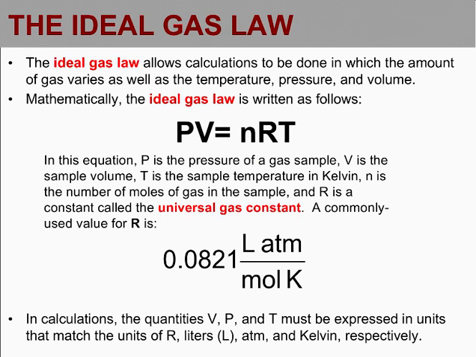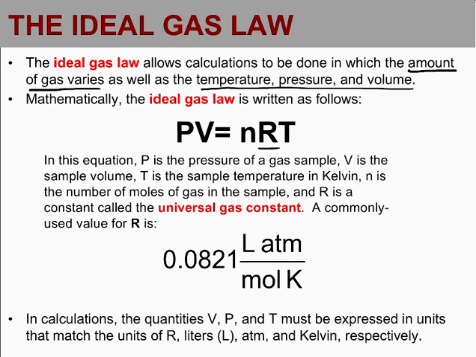Now, this is going to lead us into something called the ideal gas law. The ideal gas law allows calculations to be done in which the amount of gas varies, as well as the temperature, pressure, and volume. So mathematically, the ideal gas law is written as pressure times volume equals the amount of gas times this constant R times temperature.